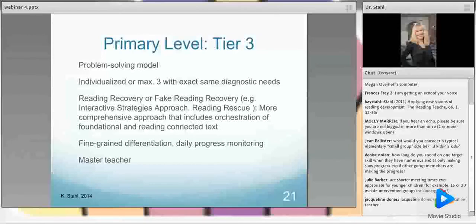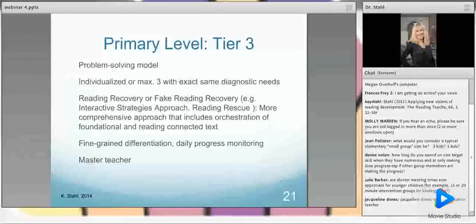And the best kind of program for children in kindergarten, first, and early second grade in Tier 3, those children who are really struggling, would be Reading Recovery, which is the gold standard of all intervention, the gold standard of all professional development, or your second choice would be a fake Reading Recovery, such as the interactive strategies approach by Donna Stanlin or Reading Rescue.